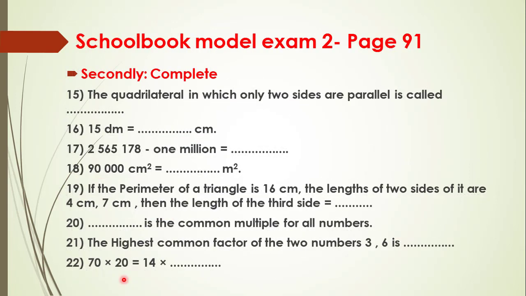The quadrilateral in which only two sides are parallel is called, only two sides are parallel, so yes, trapezium. 15 decimeters equal how many centimeters? Multiply by 10. Yes, excellent. So 150.